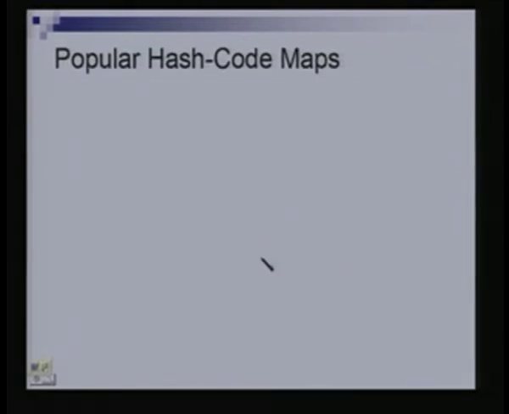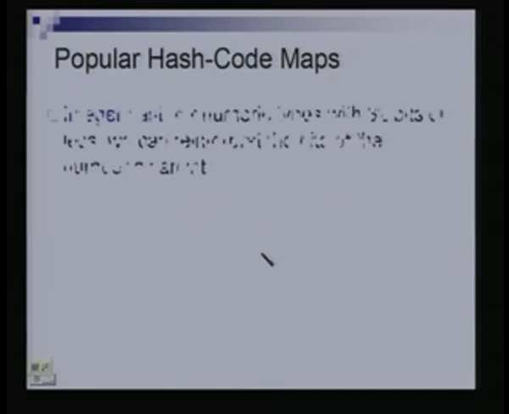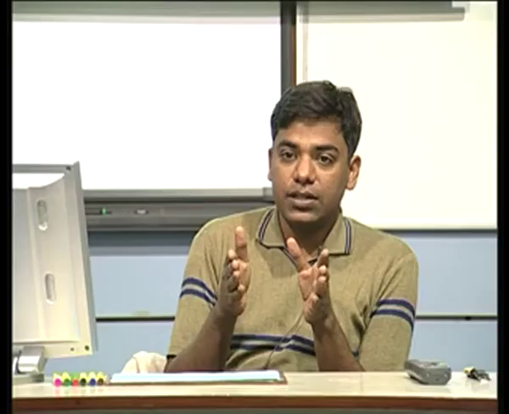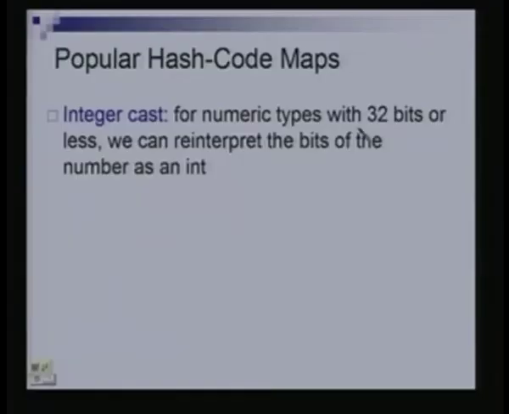So let's look at what are the popular hash code maps. Recall, the hash code map is the part which converts your key to an integer. So one thing is that we could just take whatever is the bit pattern and interpret it as an integer. So if you have a numeric type with 32 bits or less, we can reinterpret the bits as an integer, as a number.